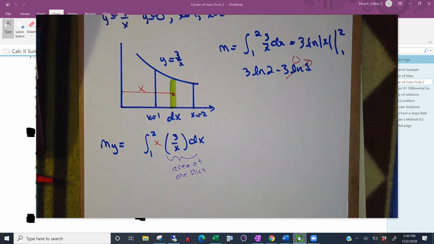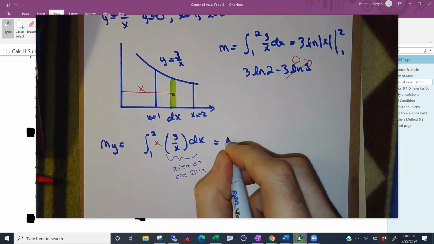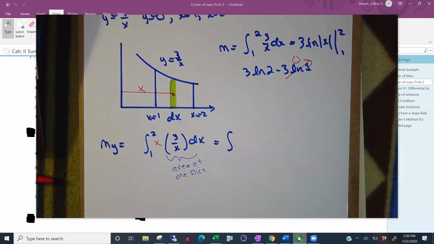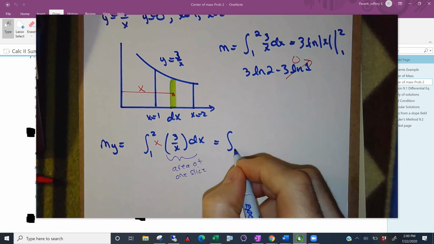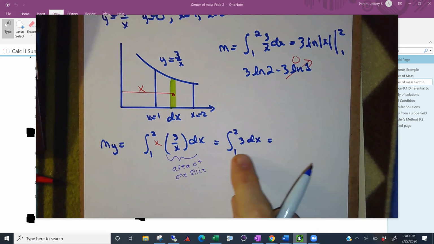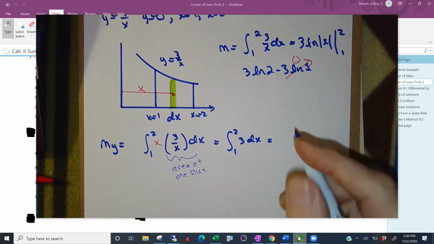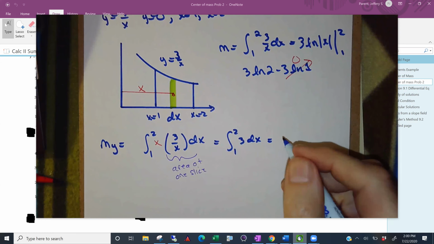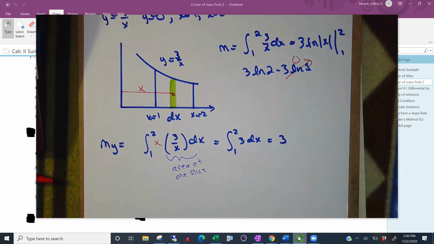Something interesting happens here. Does anyone see what it is? Yeah, it's just 3, right? And that's really just the area underneath the curve of 3 between 1 and 2. So you can calculate it out with an antiderivative, but it's just going to be 3.